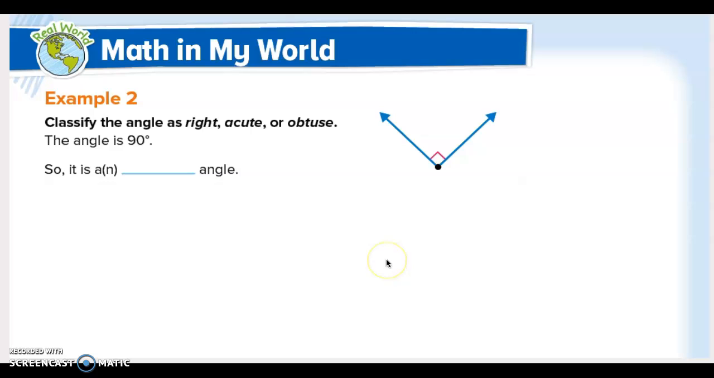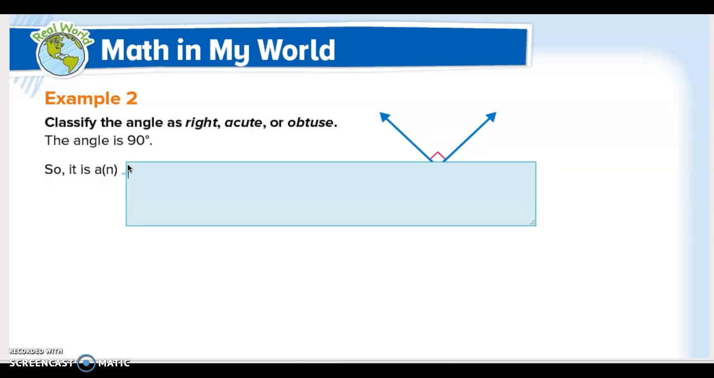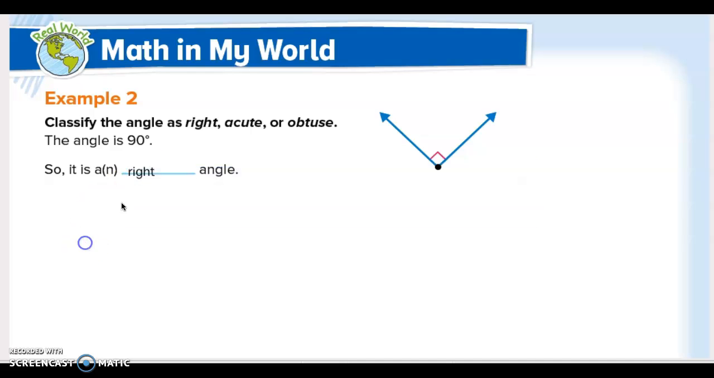If you remember, the square corner always tells me it is a certain type of angle, and we know that certain type of angle to be right. It is a right angle. Okay? When it has that square, it is a 90-degree angle, and every 90-degree angle is a right angle.